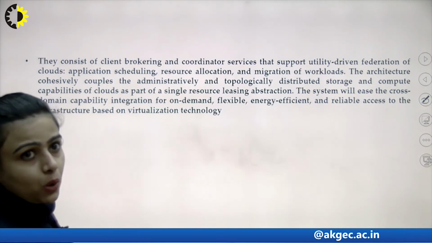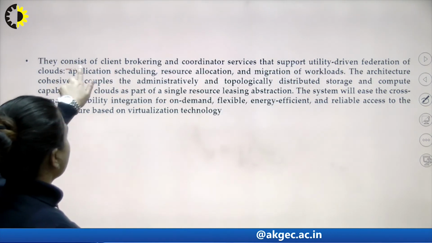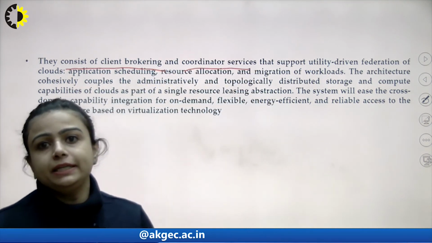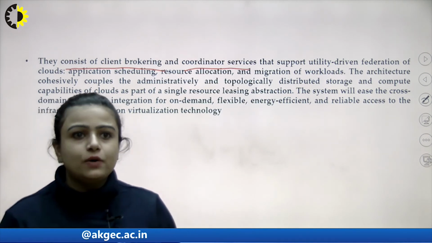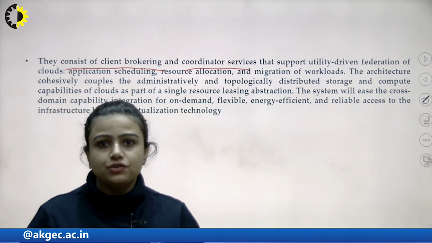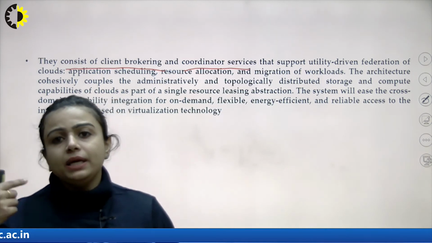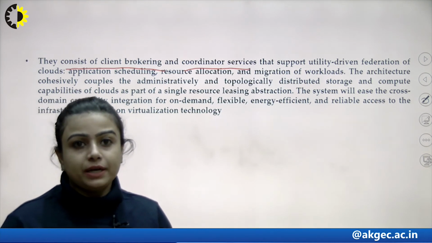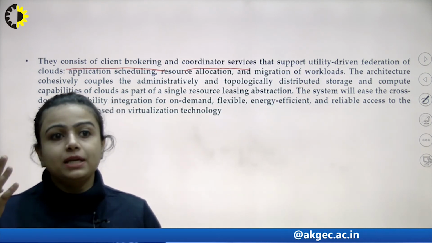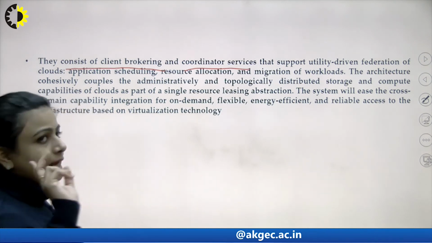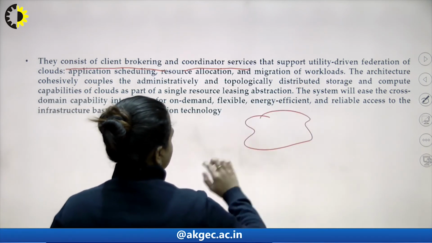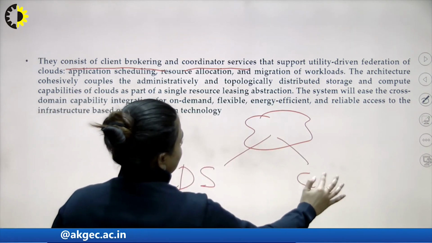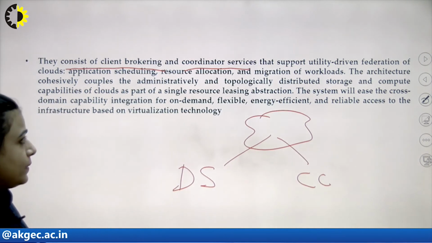Certain other things also exist, like client brokering and the coordinator services, which support the utility driven federation of clouds: application scheduling, resource allocation and migration of workloads. In this architecture, it cohesively couples the administratively and topologically distributed storage and computing capability of the cloud. Now, two important things: let's say this is the cloud that we are having. What should it have? It should have a distributed storage and computing capability. These two things are very, very important while we are working with the cloud.